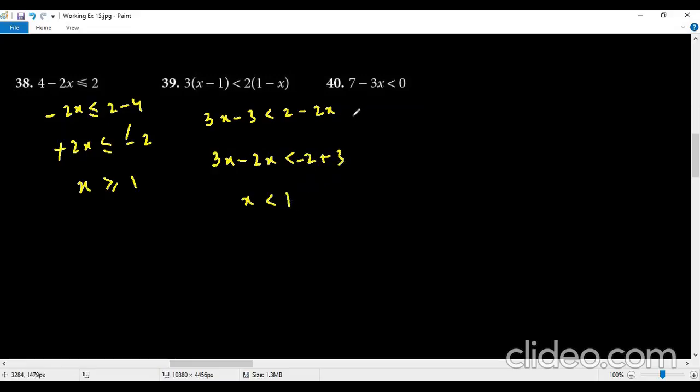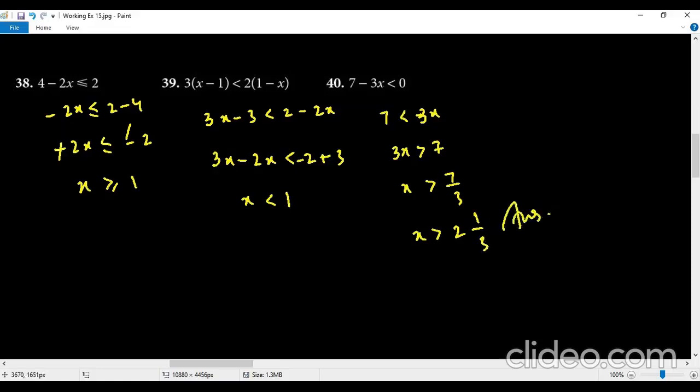Next, last question of this exercise. 7 minus 3x is less than or equal to 0. That means it's going to be 7 less than or equal to 3x. And when I put it like this, it's going to be 3x is greater than or equal to 7, and x is going to be greater than or equal to 7 over 3. Or you can say x is greater than 2 whole 1 over 3 as an answer, and you'll get full marks.